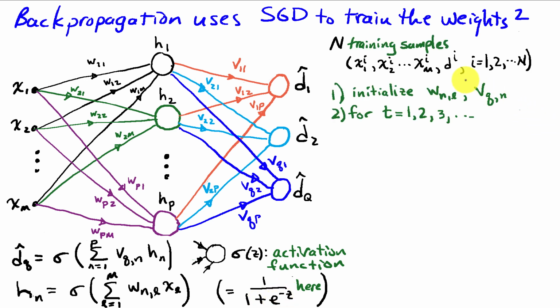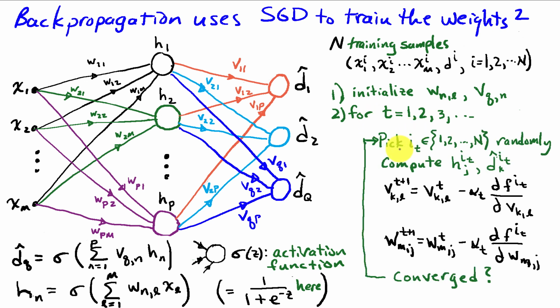So stochastic gradient descent is going to take our training samples, features xi1 to xiM, and then we have corresponding labels di, and we'll assume that we have a total of capital N of those features and labels. We're first going to initialize the w's and the v's to some guess, and then we're going to iterate. Within each iteration, we're going to pick one of the training samples at random. We're going to use that sample to compute the values of the hidden layer and the values of the output layer. And that allows us to update the weights.